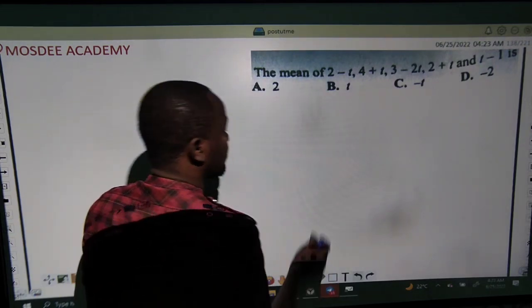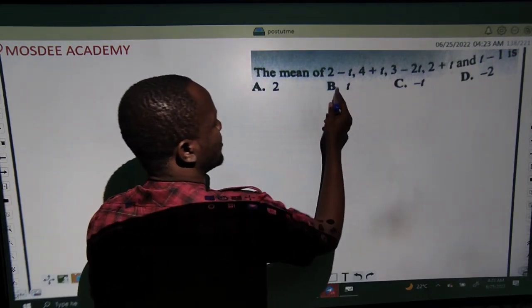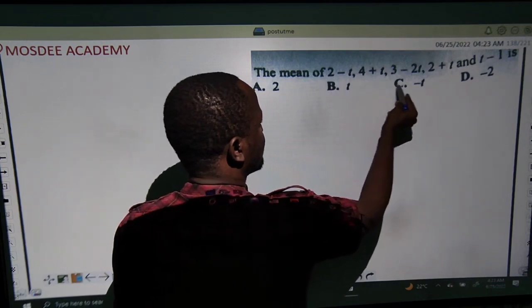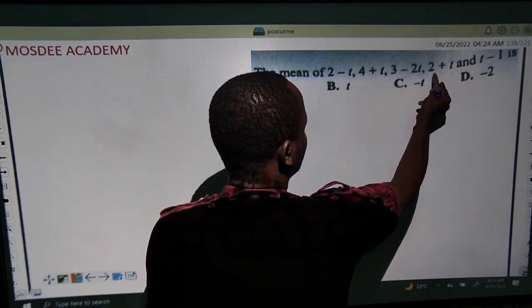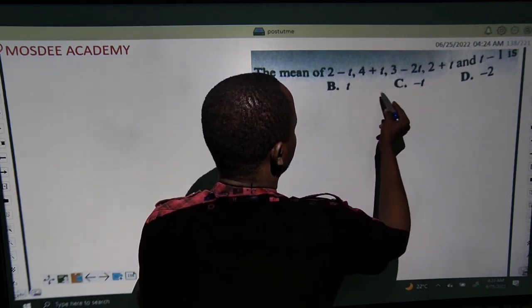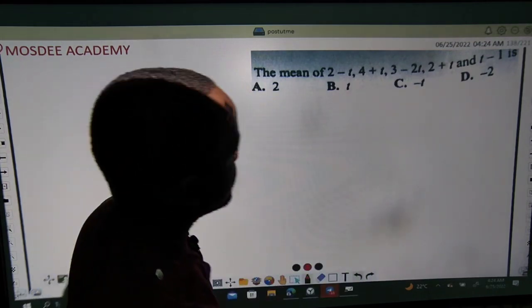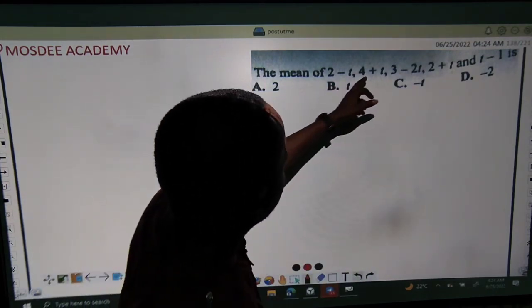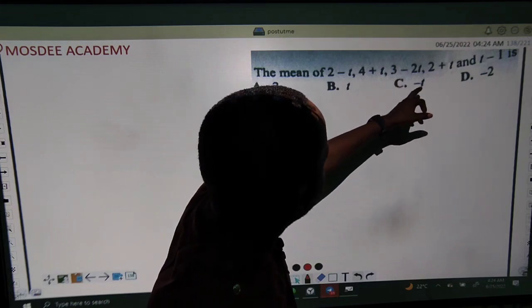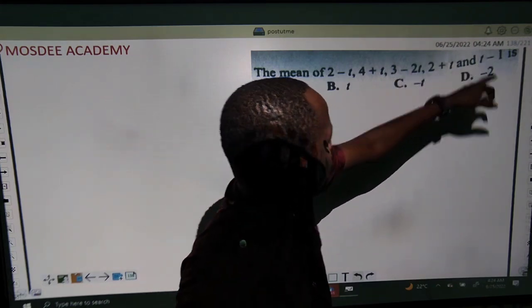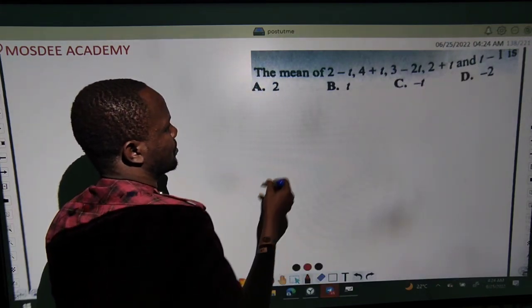Then, like I said, it's a simple question. Mean is adding all the numbers. I'm adding the numbers. 2 plus 4 is 6. 6 plus 3 is 9. 9 plus 2 is 11. Then I have 11. 4, 2 plus 4, 6. 6 plus 3, 9. 9 plus 2, 11. 11 minus 1, that is 12.